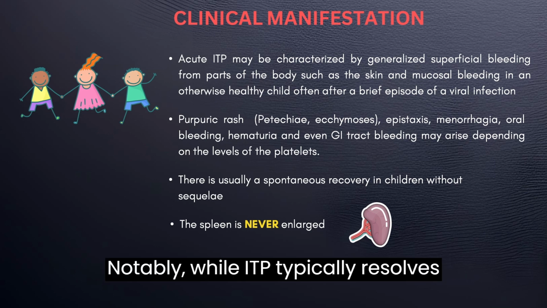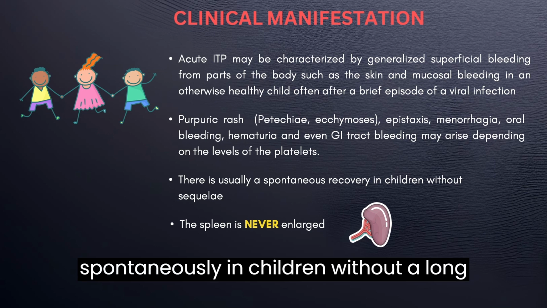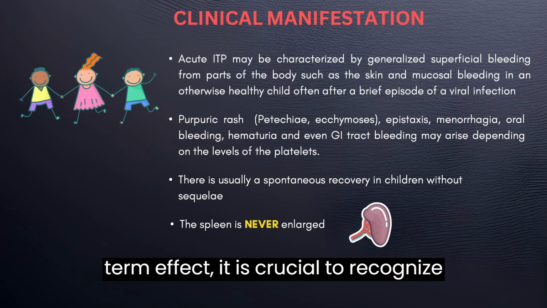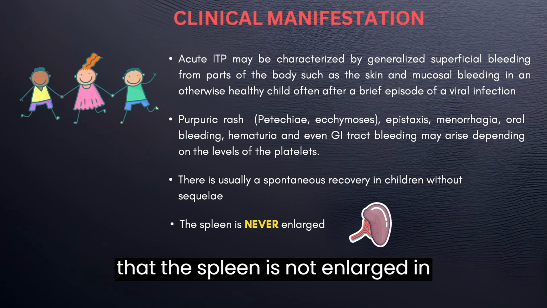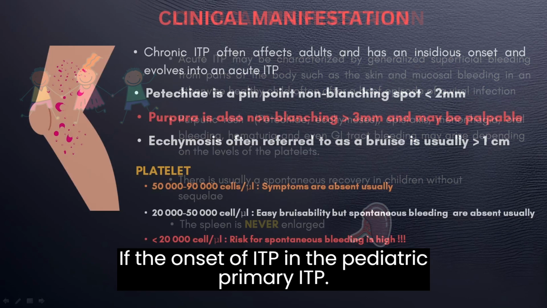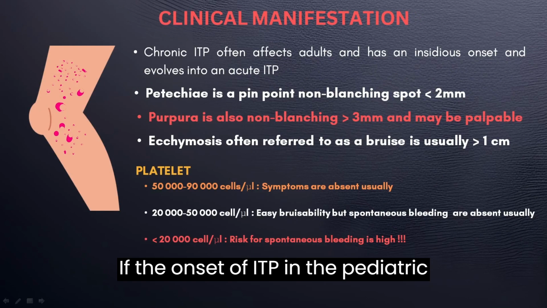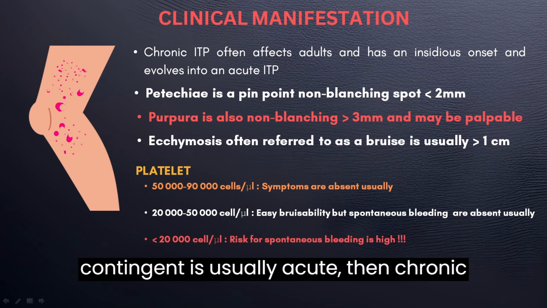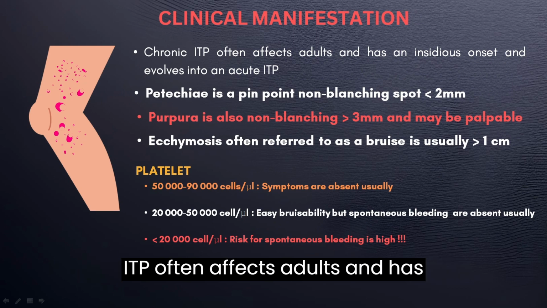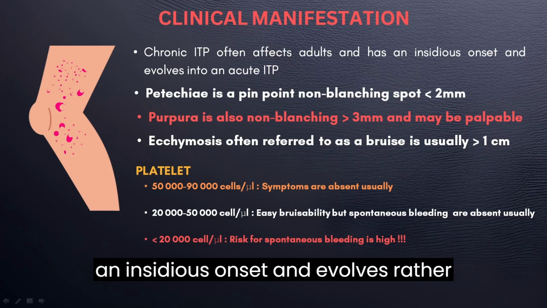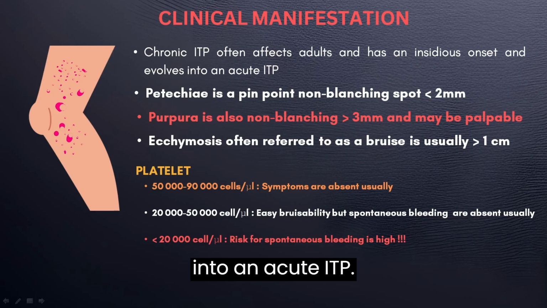Notably, while ITP typically resolves spontaneously in children without a long-term effect, it is crucial to recognize that the spleen is not enlarged in primary ITP. If the onset of ITP in the pediatric contingent is usually acute, then chronic ITP often affects adults and has an insidious onset and evolves rather into an acute ITP.